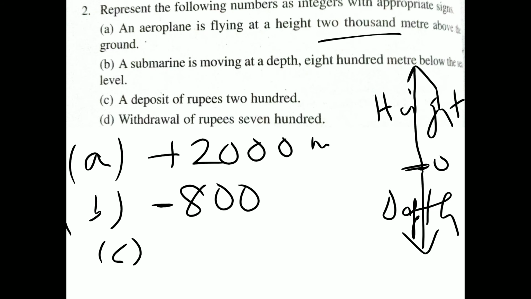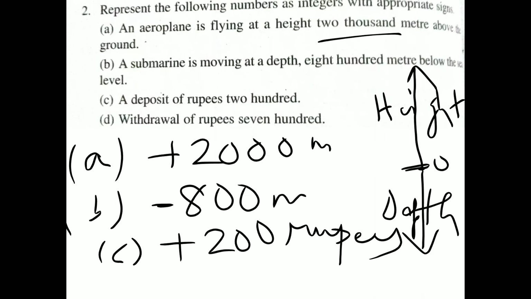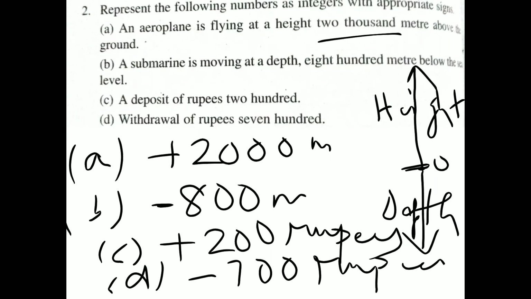You can put a meter sign also. Then they say a deposit. You deposit the money, so the money amount will increase in your bank. So the sign will be plus 200 rupees. Or you can write plus 200, and with this the rupee sign will come. Clear? D part. Withdraw. When you withdraw then money will decrease from your bank. So how much? Minus 700 rupees. Clear? Now students we will do question number 3.